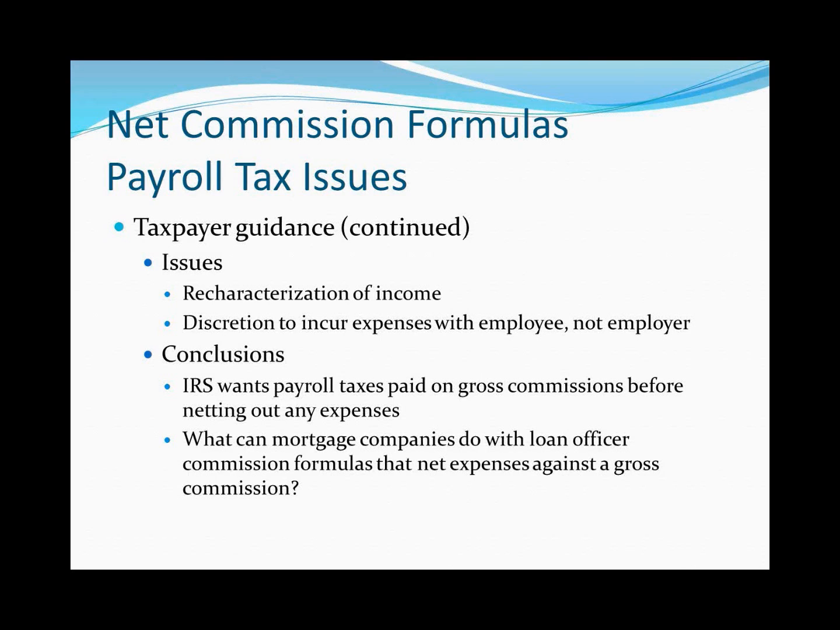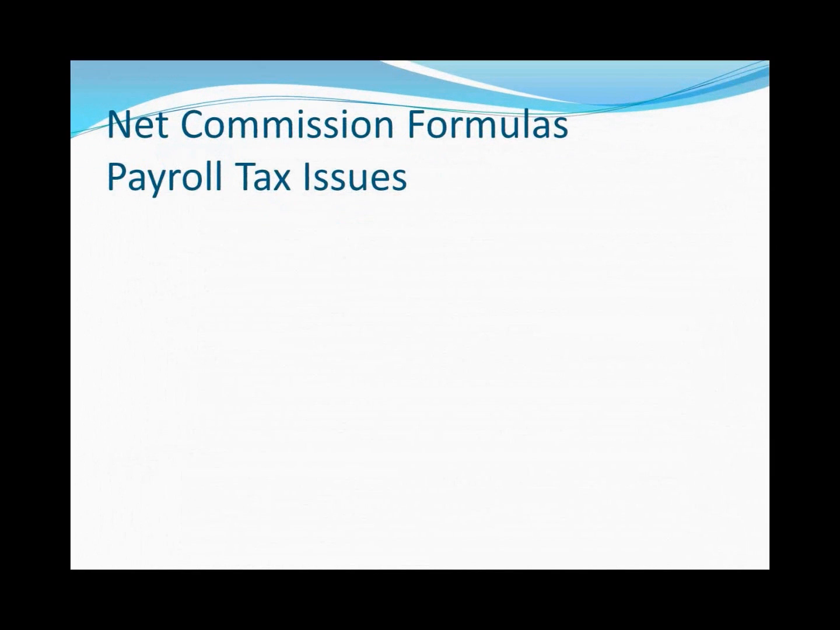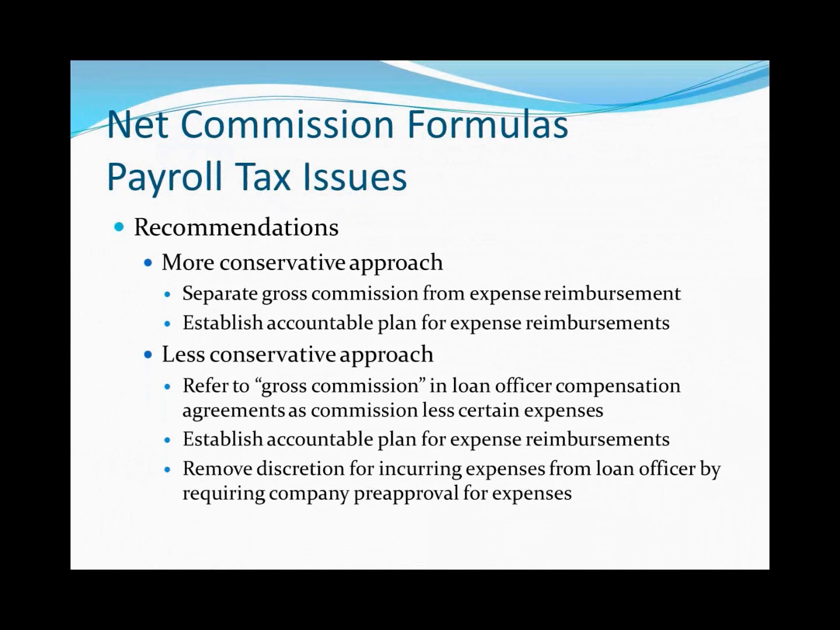So obviously the conclusion is that the IRS wants payroll taxes paid on gross commissions before netting out any expenses. And so the question then becomes, what can we do? What can our mortgage companies do with these loan officer commission formulas that net expenses against a gross commission? So here are our recommendations. We have the more conservative approach and then what I call the less conservative approach.